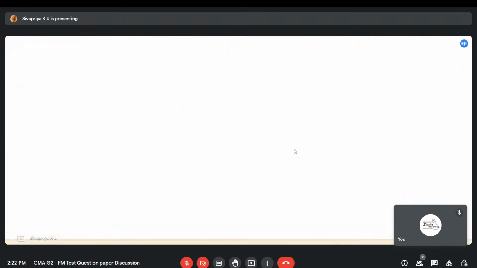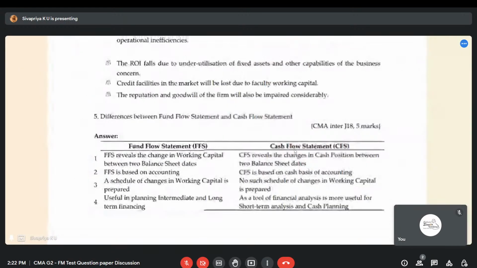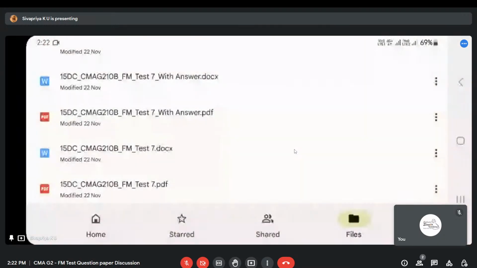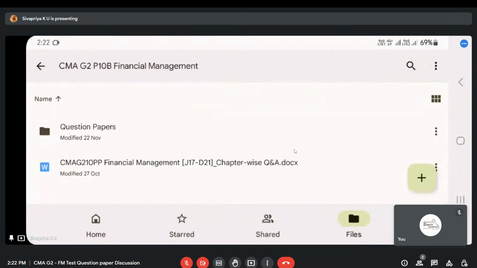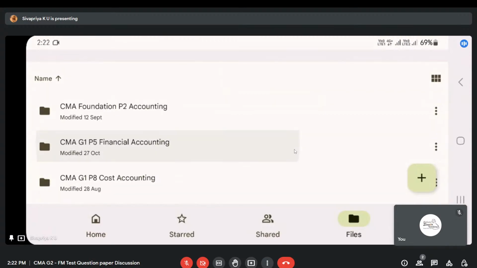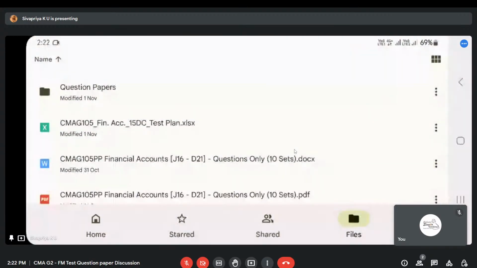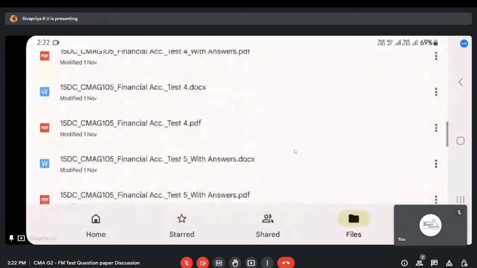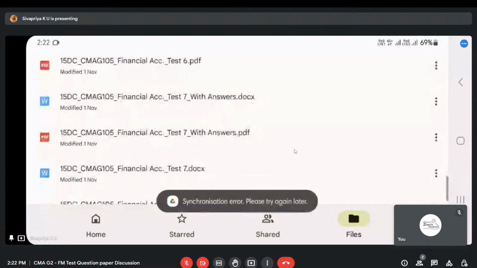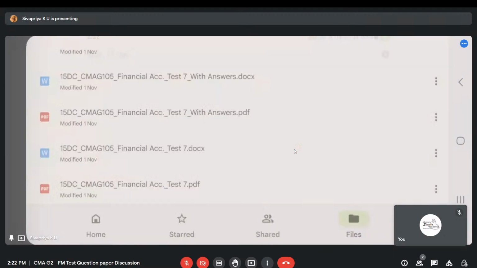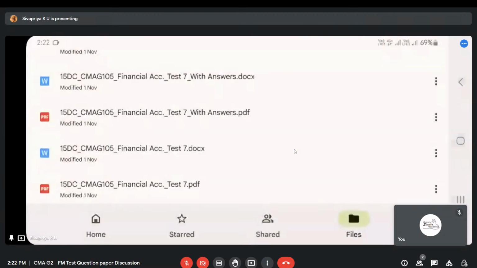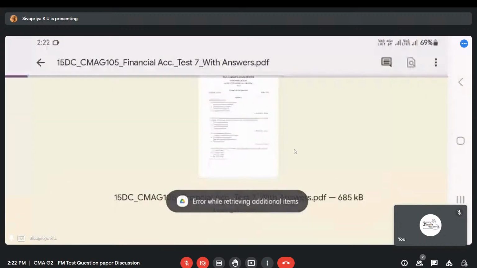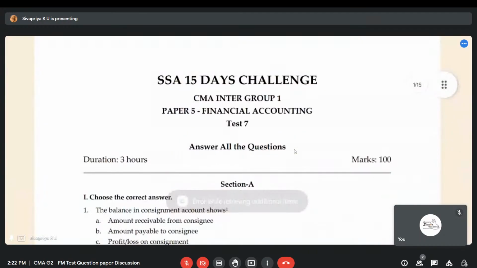Okay, so that's all with respect to FM. And we have one balance left out in financial accounting. So test number 7 of financial accounting.